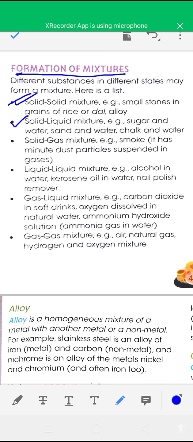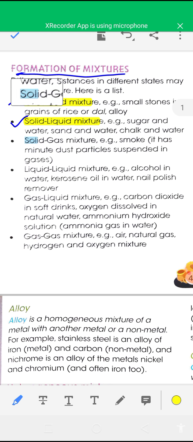Next type of mixture is solid in liquid mixture. First one is solid mixture, second one is solid in liquid. For example, salt water mixture, sugar water, sand water. These are solid in liquid mixtures. Third type of mixture, solid in gas, that is solid gas mixture. Smoke is one type of solid in gas mixture. In smoke, minute dust particles are suspended in gases, so it is a solid in gas mixture.